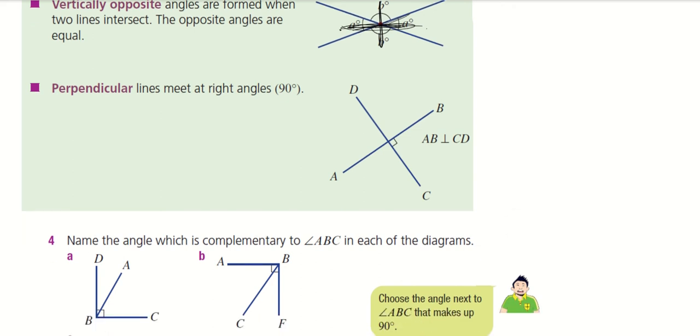And then perpendicular lines are concurrent lines that meet at right angles. You see how that's 90 degrees, that's 90 degrees, that's 90 degrees, that's 90 degrees, whatever.